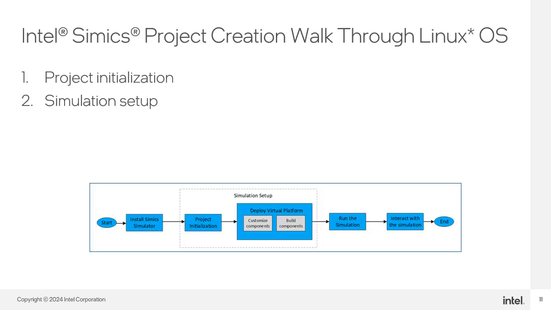In this diagram, you can see the steps to start working with Intel Simics Simulator for Intel FPGAs. The first step is to install the simulator. To refer to installation and download, you can go to the Resources section in the presentation and follow the link for setup. Everything needs to be installed in a Linux OS environment. The focus of the following slides covers the project creation after installation and the simulation setup.